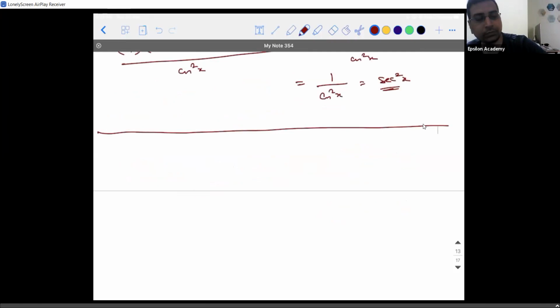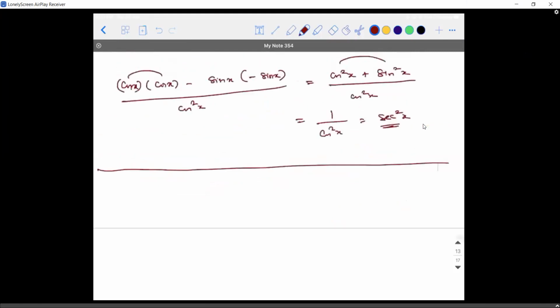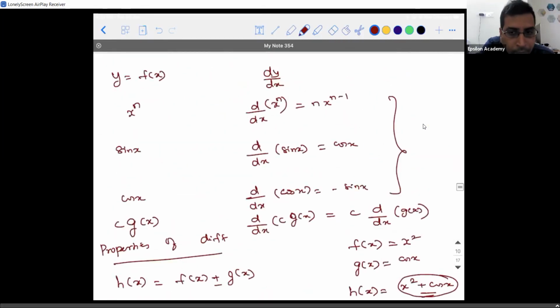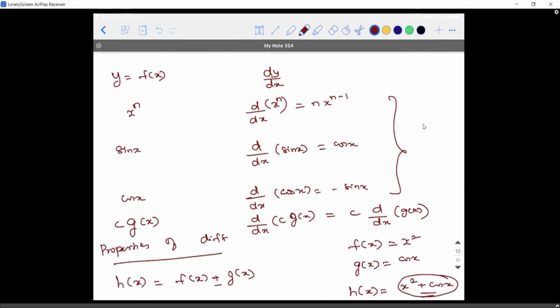I hope it is clear, right? Sir, we know already that secant square x is the differentiation of tan x, sir. I never gave you the formula, I told you. I'm not sure if you already know it, but I didn't give you the formula. Yes, sir. If we keep the denominator as 1 and do it, we are getting the same, sir.